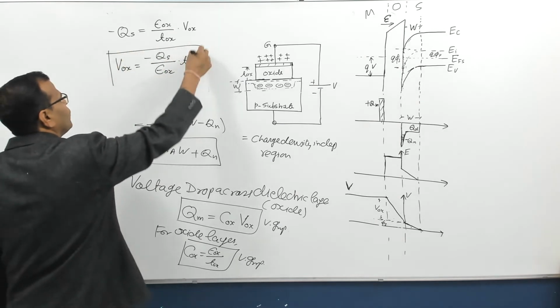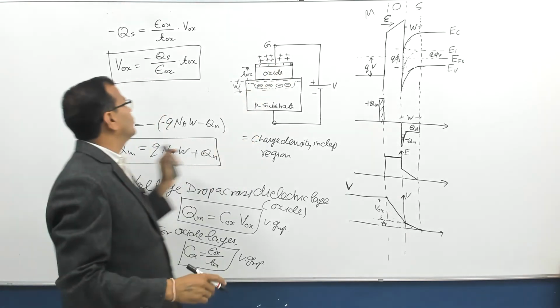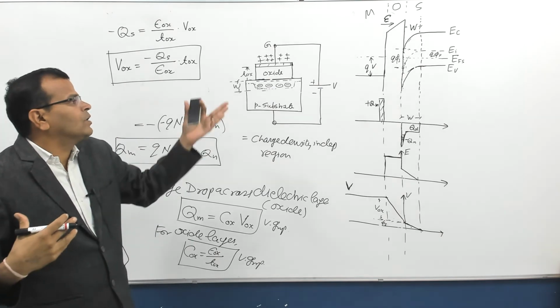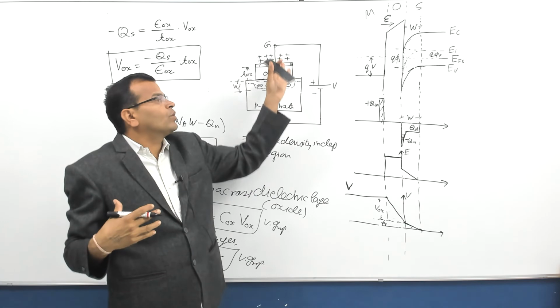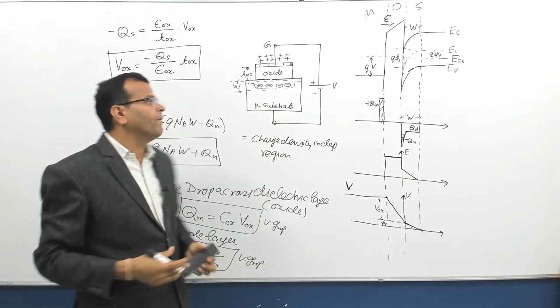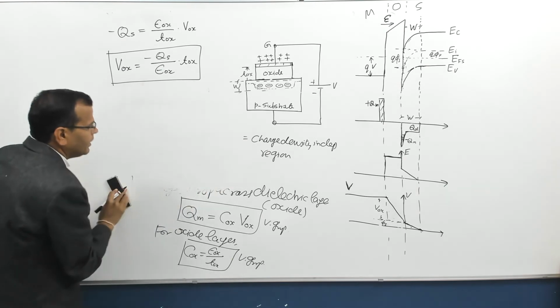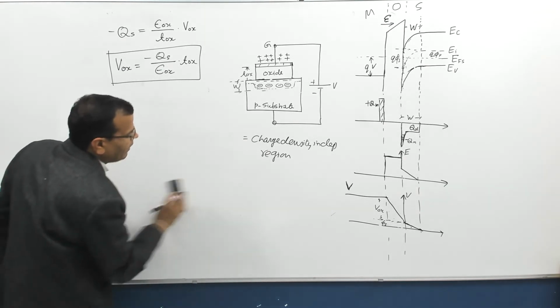So if you have to find the voltage drop across the oxide layer, that is equal to minus QS, which stands for the negative of the total negative charge on the semiconductor. That is equal to the total positive charge on the metal. Fine. And I have given you the expression here. So this is what you have.